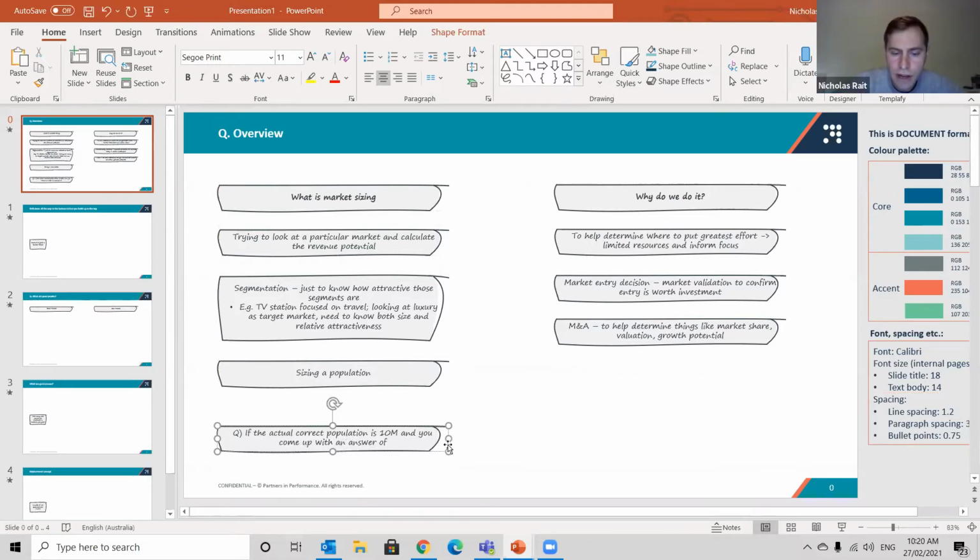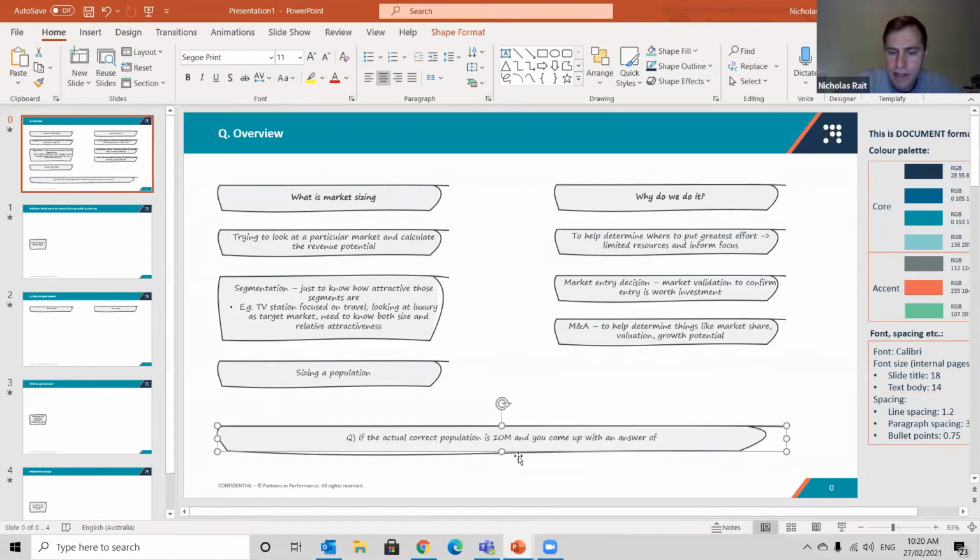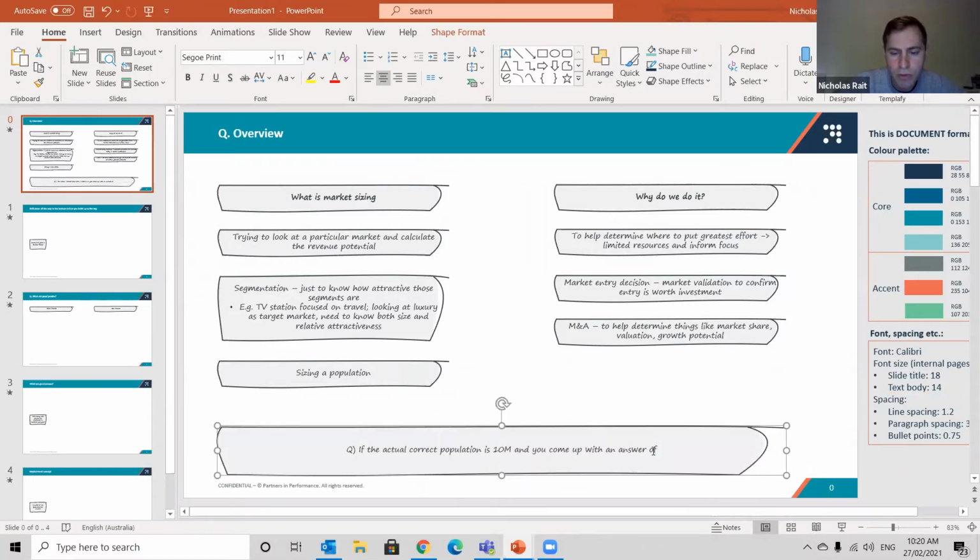Yeah, so what I'd say is, let me just write this up because I think this is a good question. I want to capture it in the notes. So the actual correct population is 10 million. Let's say instead you come up with an answer of 1 million, right? So you're way out. What happens? So I think a lot of the time, the person in the interview there with you is actually letting you run the show, right?